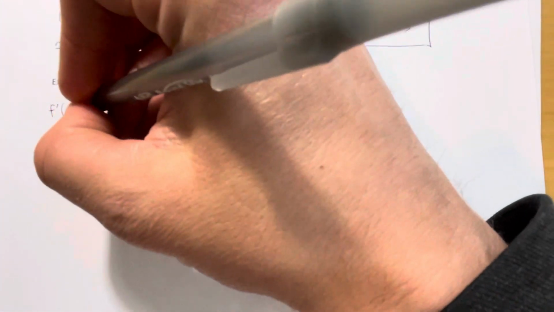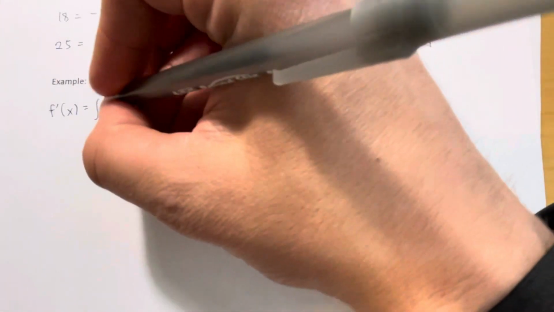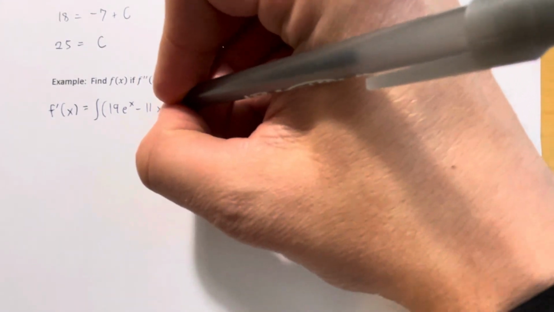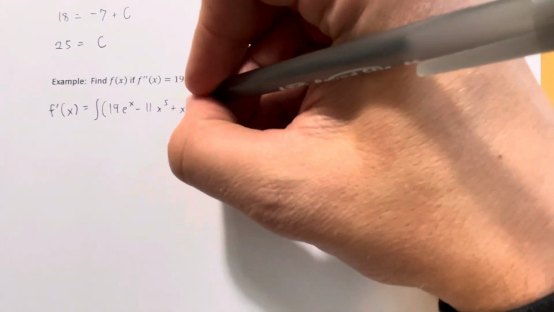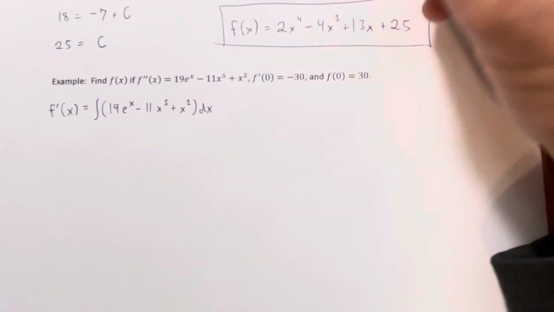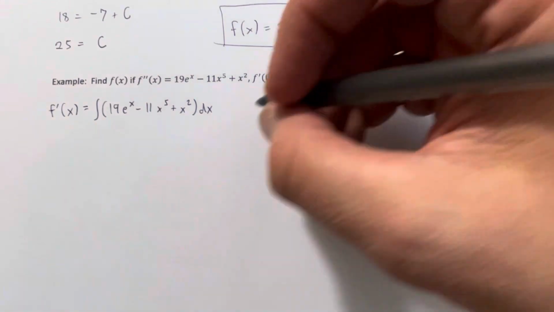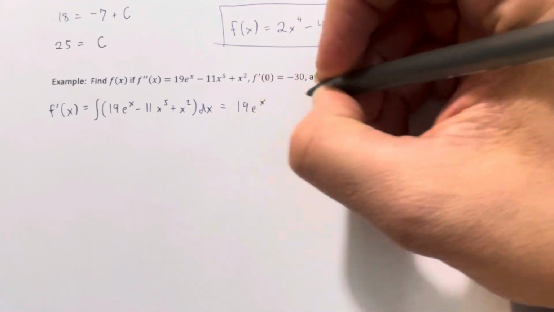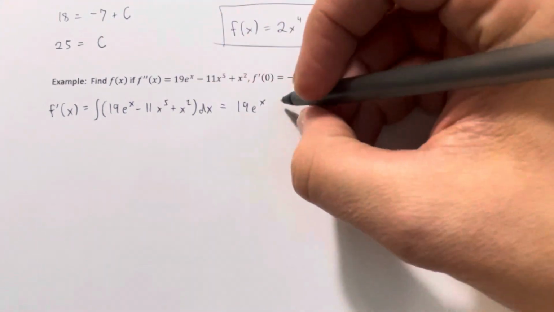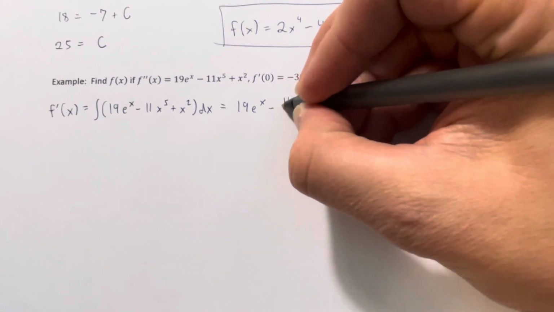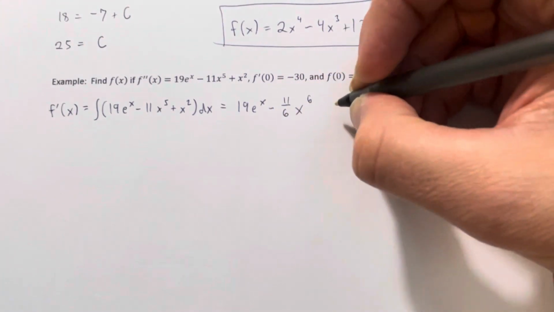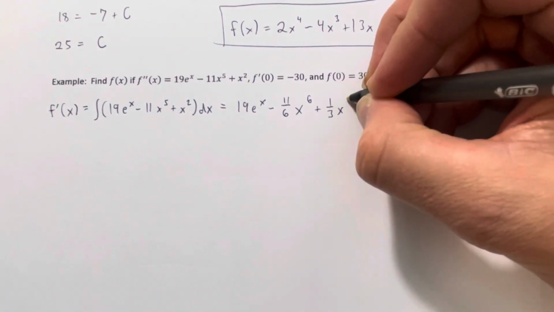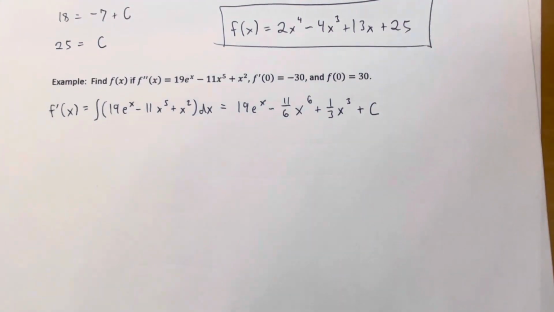So f prime of x is equal to the indefinite integral of 19e to the x minus 11x to the fifth plus x squared. Don't forget this dx right here. And we can take this antiderivative pretty directly. So again, 19e to the x, that's going to be its own antiderivative. Here we add 1 to the exponent and then divide by that same number, which is 6. So I get negative 11 sixths, x to the sixth. Same thing here, add 1 to the exponent, multiply by the reciprocal. So plus 1/3 x cubed, and then we have this plus c here, okay?